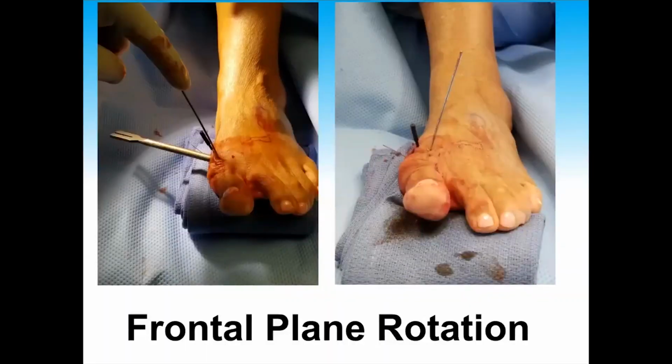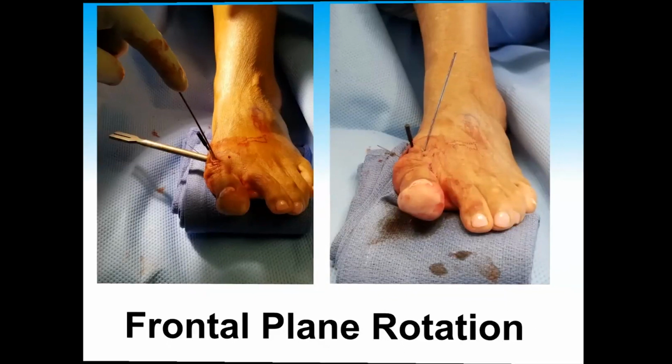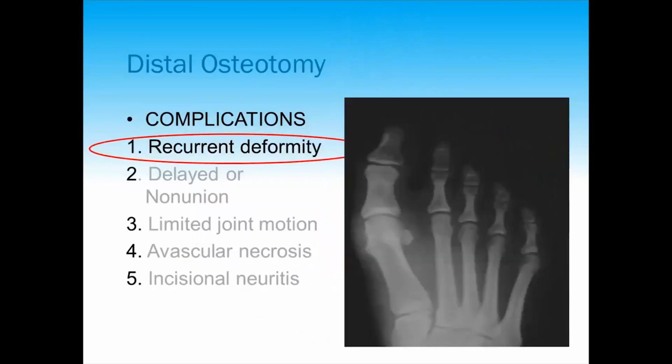Also, frontal plane rotation is important, and with the osteotomy that I'm going to show you, the transverse osteotomy of the metatarsal, if you do a distal transverse osteotomy, you can rotate the capital fragment and correct your sesamoid position that way, with derotating plus your translation. So this is a powerful osteotomy.